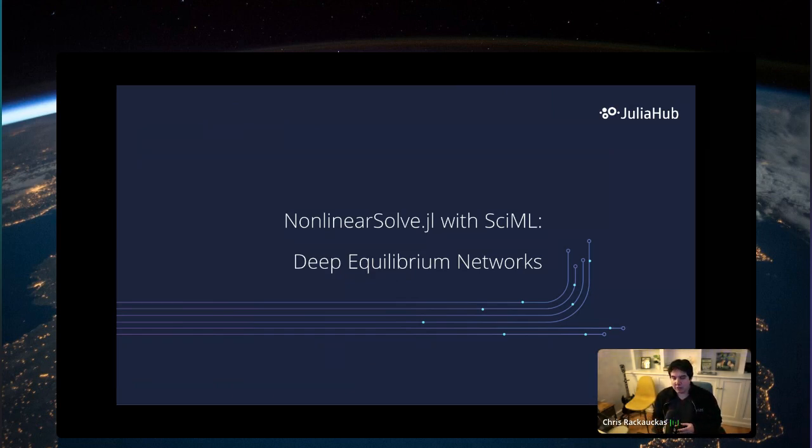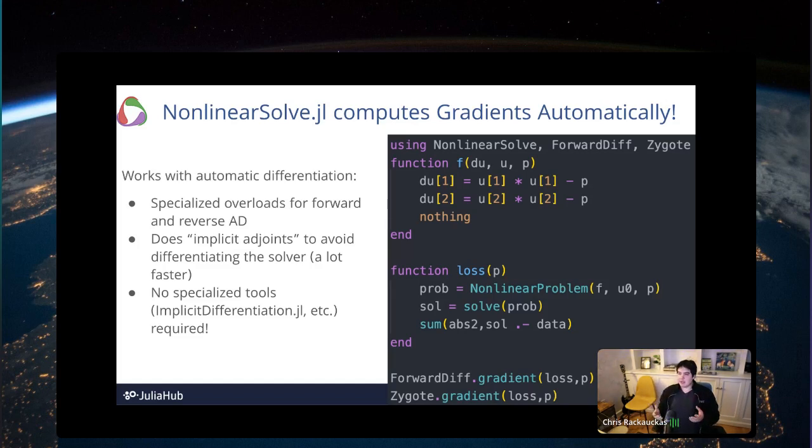And what does that look like? Well, what that really means is that if you were to take a nonlinear system and put it inside of a loss function, so you say, I define a nonlinear problem and I solve it and I do something with it against data inside of a loss function. If you do things like forward mode automatic differentiation or reverse mode automatic differentiation over this loss function, it will just do all the optimizations that are required. So it'll make use of these implicit adjoints or implicit differentiation rules. It's doing this automatically behind the hood.